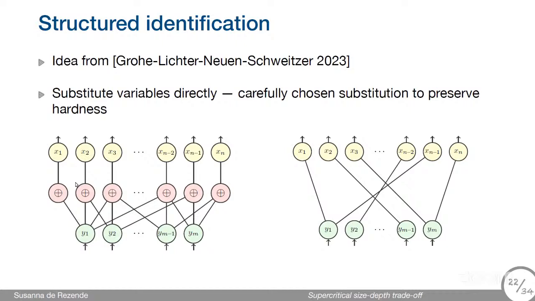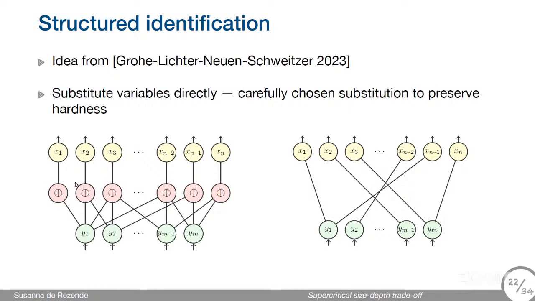And this was a technique introduced last year, where instead of having these gadgets, we actually substitute the variable directly by one of the variables. But again, we have to do this in a smart way so that we actually preserve hardness. So how do we do this in the case of the, yes?